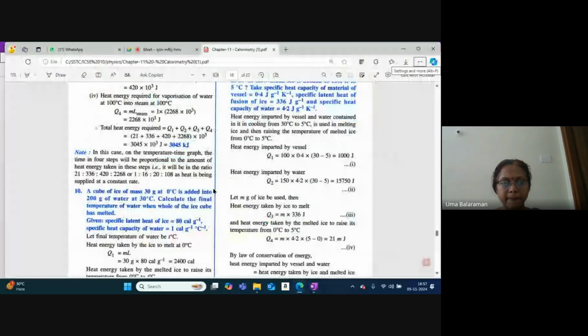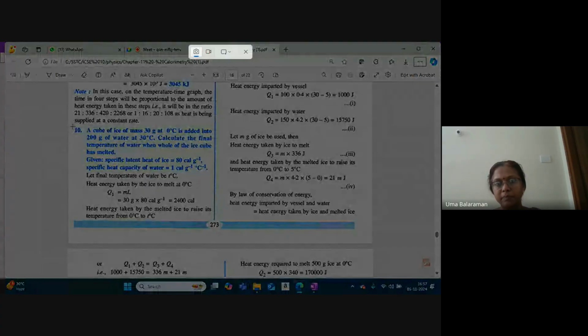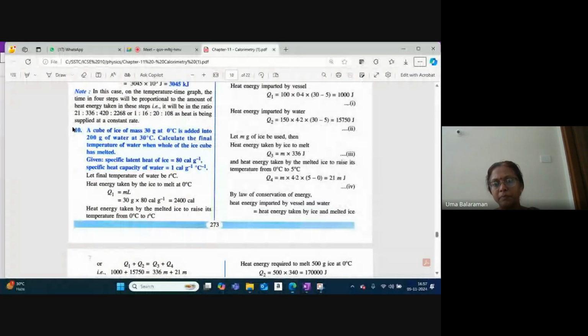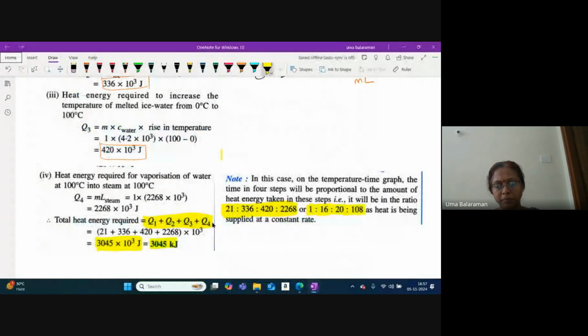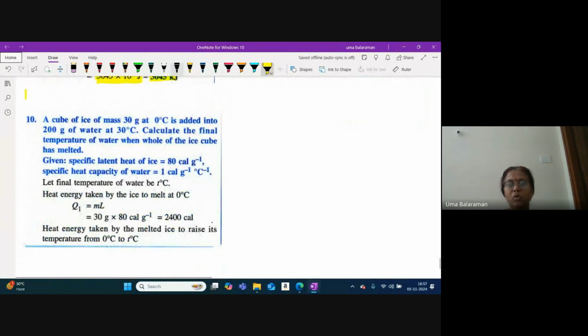Okay, now let's look at the 10th question. The latent heat for converting ice to water is 336 into 10 to the power of 6. Shall we move on to the next one, ma'am?